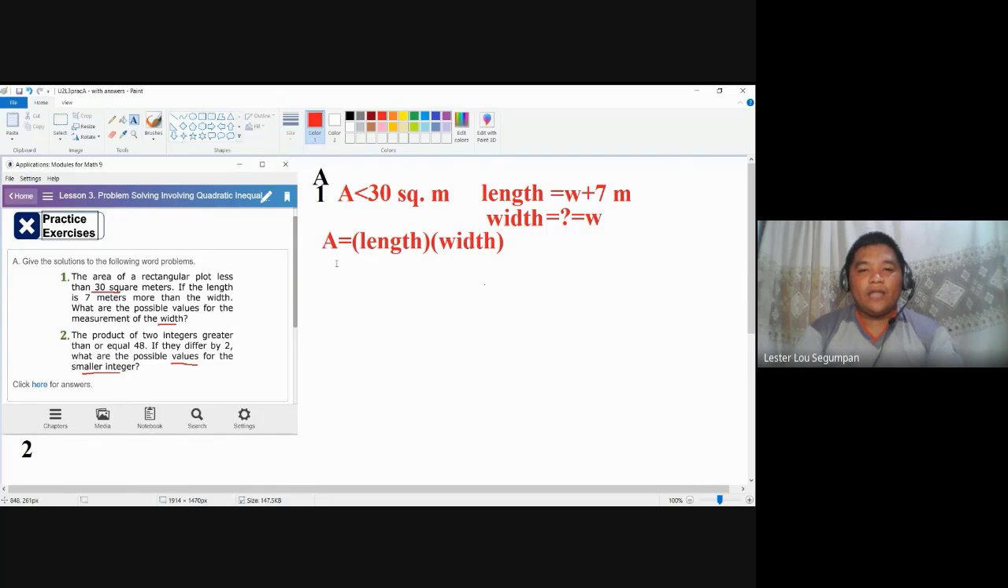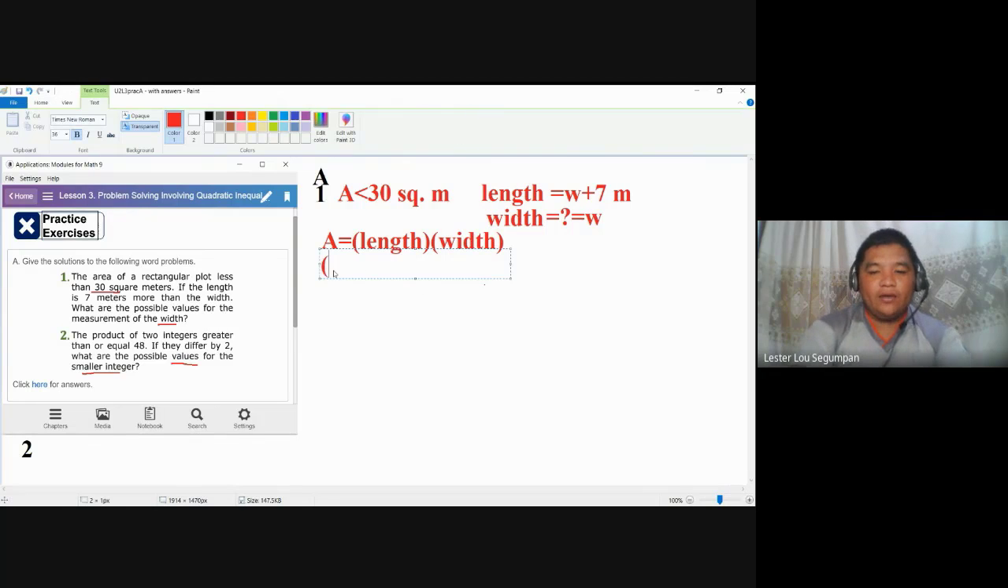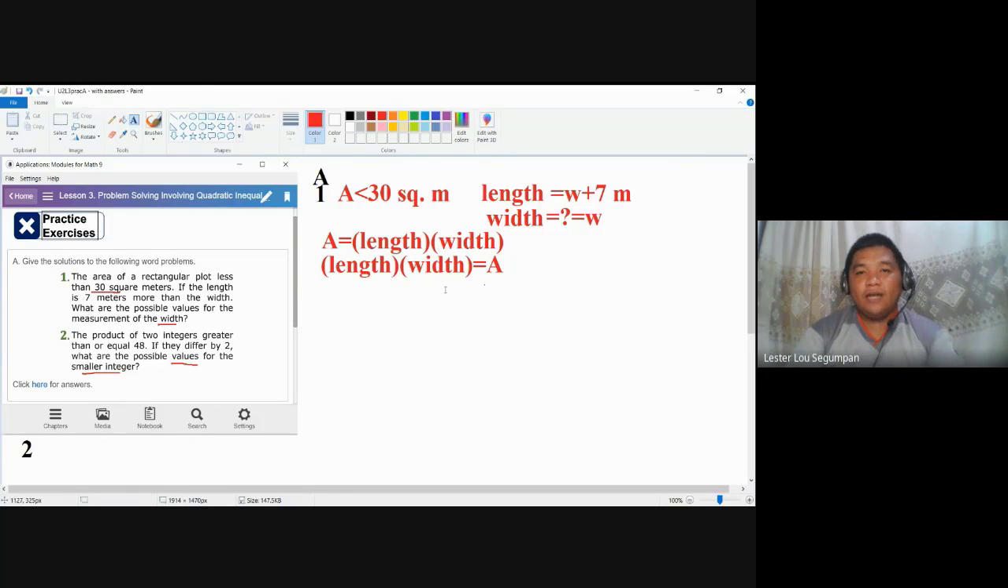Or you could actually use the symmetric property and say that the product of the length and the width is equal to the area. They are just the same. We're just applying the symmetric property, which tells us that we could interchange both sides of the equation without changing the value of any of the terms on both sides.